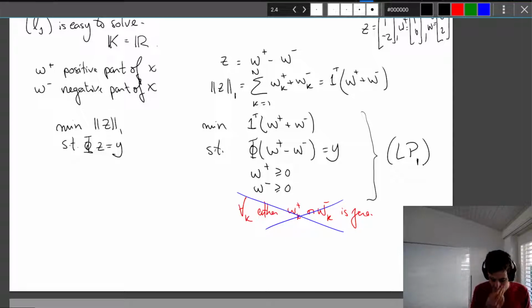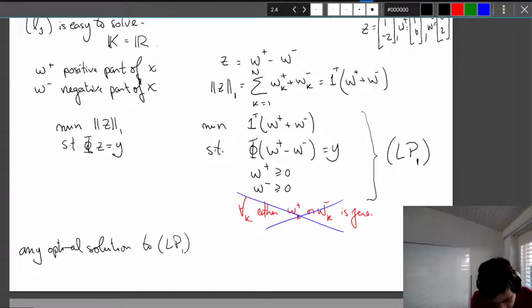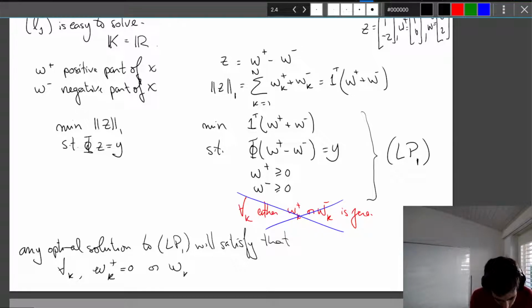Why is this equivalent? Well, the only thing I have to show is that any optimal solution of this will satisfy that for every k, at least one of them will be zero. So we're going to prove that any optimal solution to LP1 will satisfy that for all k, we have wk plus equals 0 or wk minus equals 0.